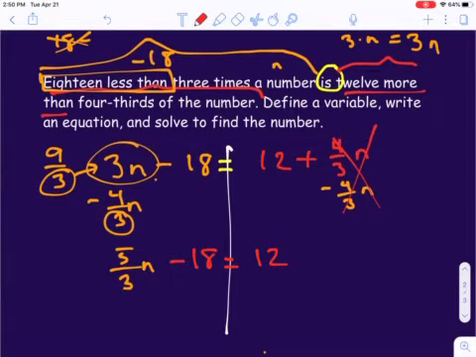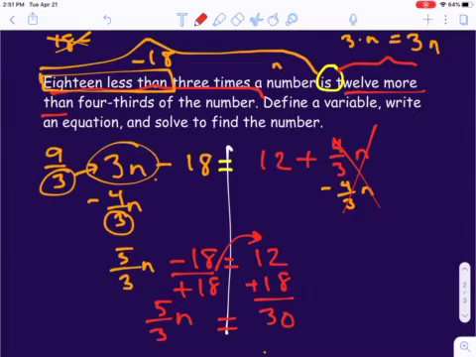Got a lot of color going on here, but hope it's not too confusing. Next thing we want to do is move this over to the other side, because we've got the variables all on one side now. Let's get the numbers all on one side. So we're going to do the opposite, and add 18 to both sides. That's pretty straightforward. 12 plus 18 is just 30, and that's equal to 5/3 n. So we have 5/3 n equals 30.